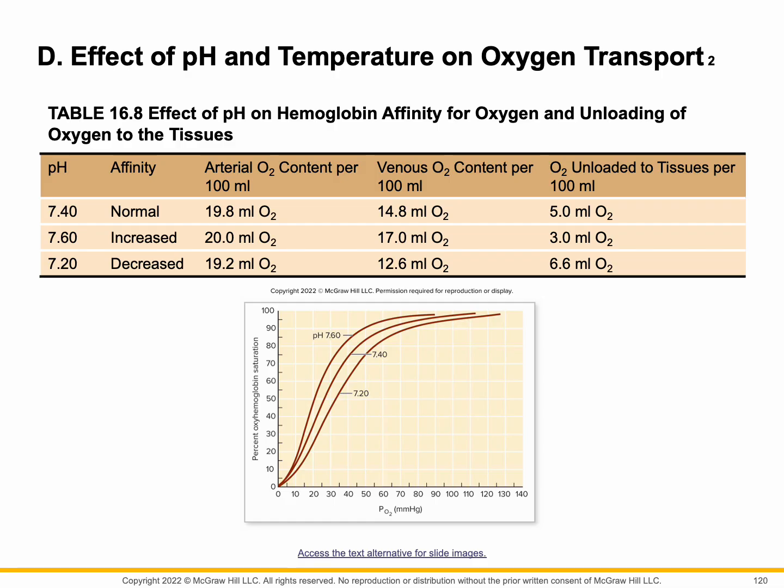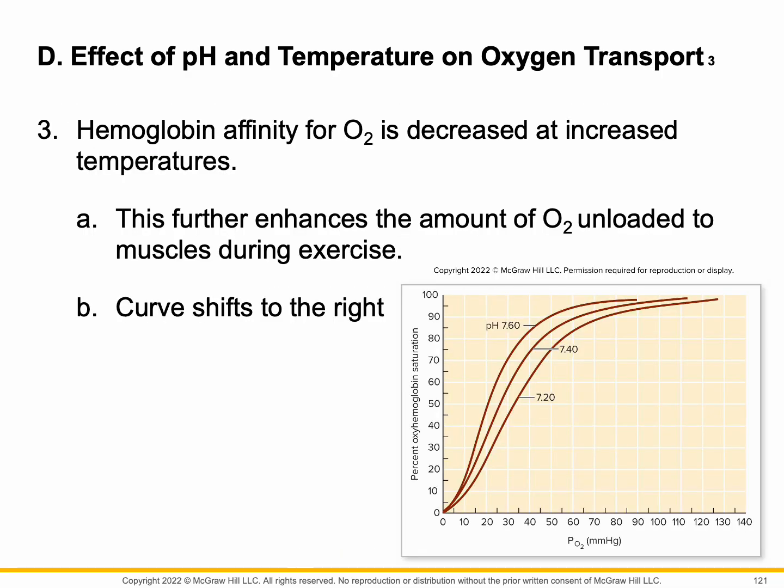The second curve at pH 7.4 shifts to the right when compared to the first curve, 7.6. The third curve shifts to the right when compared to the second curve. This shows the decrease in oxygen saturation percent with decrease in pH. Take note of this. Hemoglobin affinity for oxygen is decreased at increased temperatures. This further enhances the amount of oxygen unloaded to the muscles during exercise, and the curve shifts to the right.